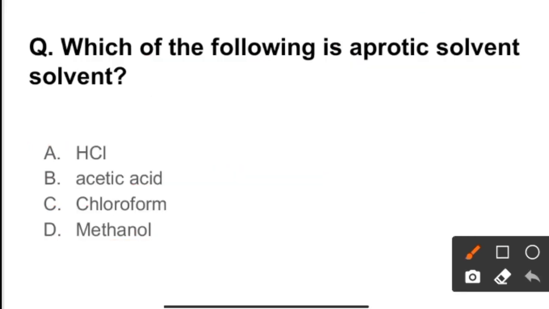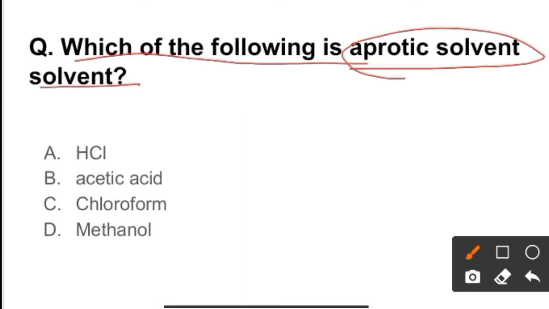Next question is: which of the following is an aprotic solvent? What is an aprotic solvent? Aprotic solvent means those solvents do not donate or accept the proton. Option A is HCl. HCl is acidic in nature. It has proton and donates the proton, so it is a protogenic solvent. Second option is acetic acid. Acetic acid is also an acid. It donates proton, so it is called protogenic solvent.